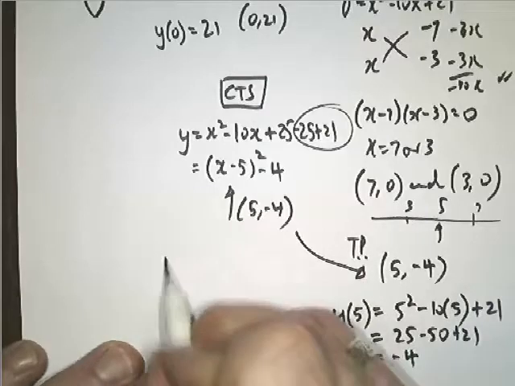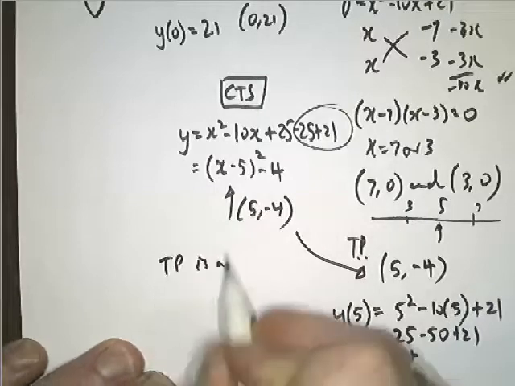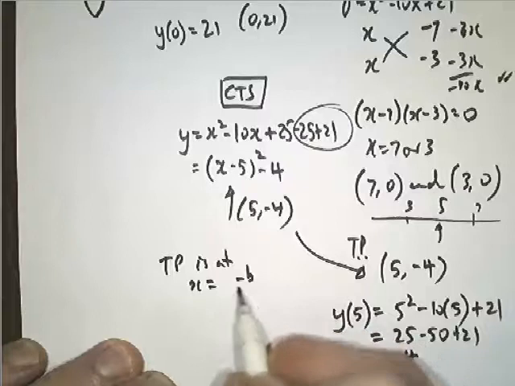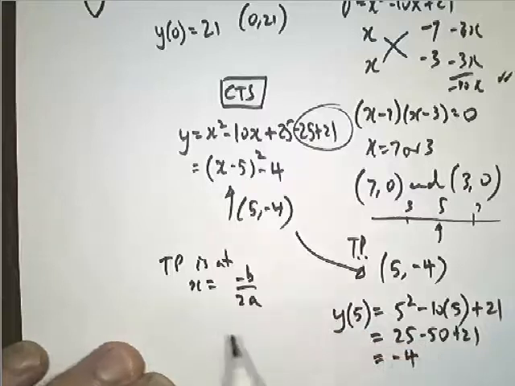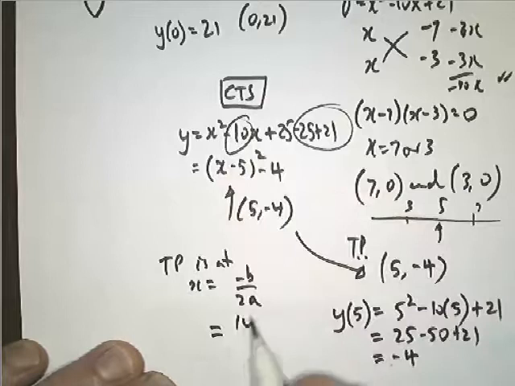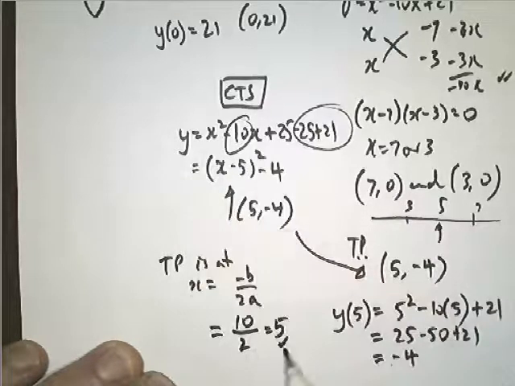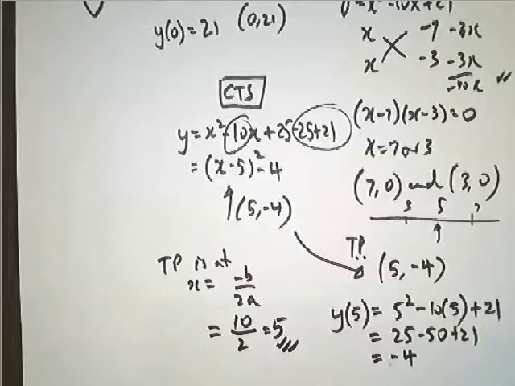You could say that the turning point is at x equals minus b over 2a. b is negative 10, so minus negative 10 is 10. a is 1, so 2a is 2, therefore 5. Okay, there's 3 different methods of finding the turning point. You don't need to do all 3, just pick the one that you wish to do.